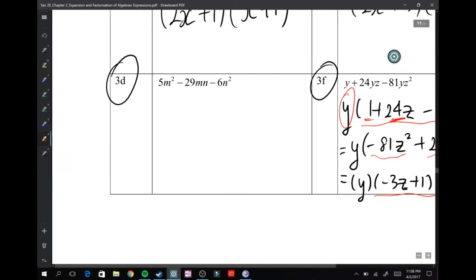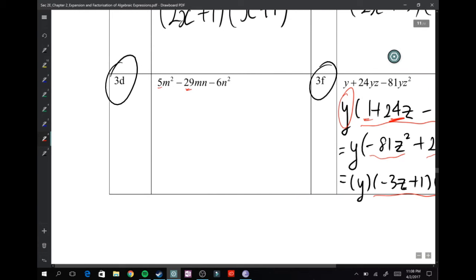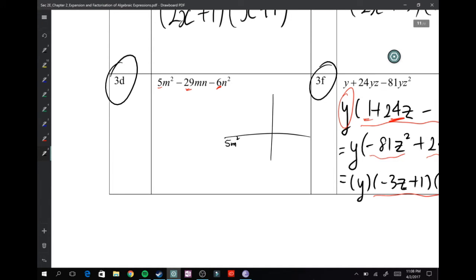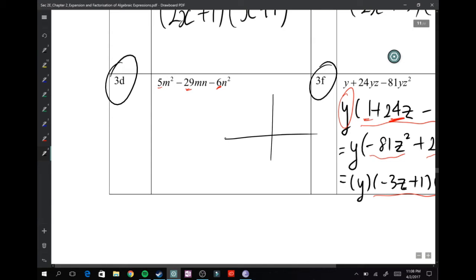For 3m, just to double check, no common terms, right? So we can continue. What we do is draw the cross. Remember I say one of the squares will always be here, so we can put 5m squared here. Of course, if you want to challenge my method, go ahead. You can change this to negative 6n squared, you should get the same answer. But for my case, I just want to put this as 5m squared, put this as minus 29mn, and since I got nowhere else to put the negative 6n squared, I'm going to put it here.